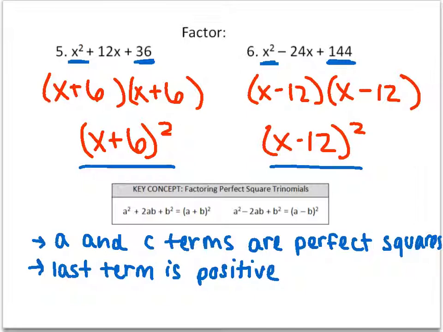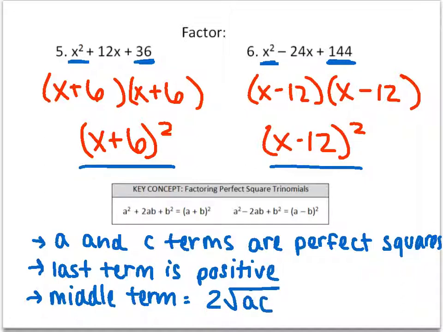Now, the only thing that gets a little bit tricky here with the perfect square trinomials is understanding the middle term. The middle term is equal to 2 times the square root of AC. When you're doing these, you don't need to find the middle term. You just need to be able to recognize, does this middle term make it a perfect square trinomial? Does this middle term let me take the shortcut?